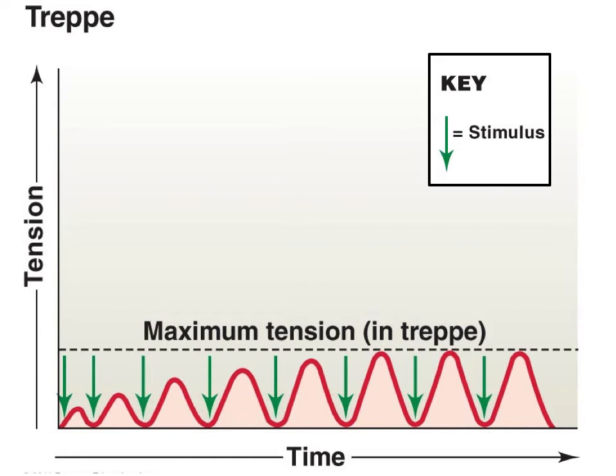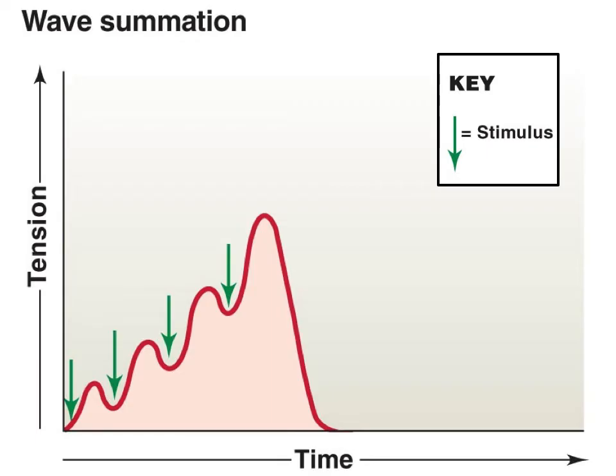If those arrows were close enough, the muscle would not be allowed to rest completely, and therefore those red lines would be higher up. But in treppe, the stimuli are so far apart that between those stimuli the tension is able to go all the way back down to zero. Well, in wave summation, the arrows are close enough together that you actually have a significant increase in tension.